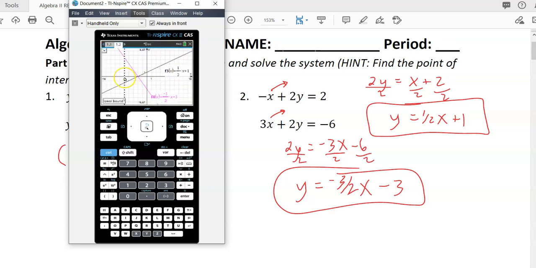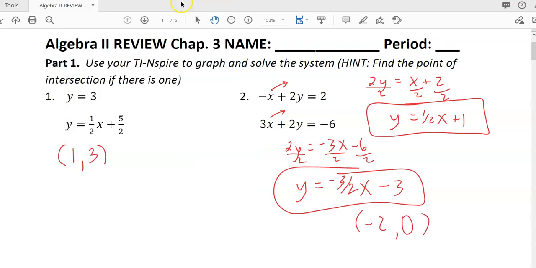Intersection. Click somewhere to the left, the lower bound, so to the left of that point of intersection, scroll to the right as long as that point's included in there, click, and you have the answer, which is (negative 2, 0). You can always check your answer to make sure it works by plugging it into both equations, and it should make both equations true. Like this one's easy to see. y is equal to 3. Well, y is 3. Half of 1 is 1/2 plus 5/2 is 6/2, which is 3. So that one definitely works.